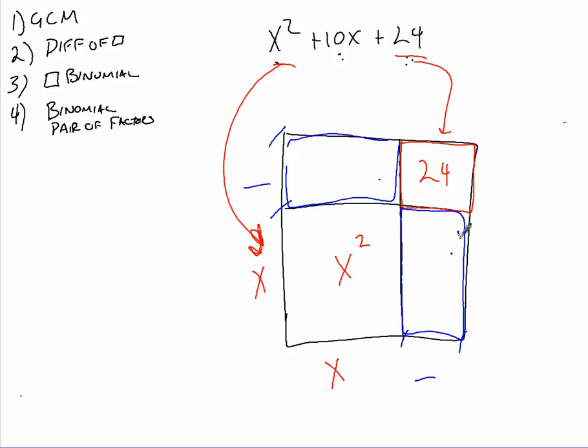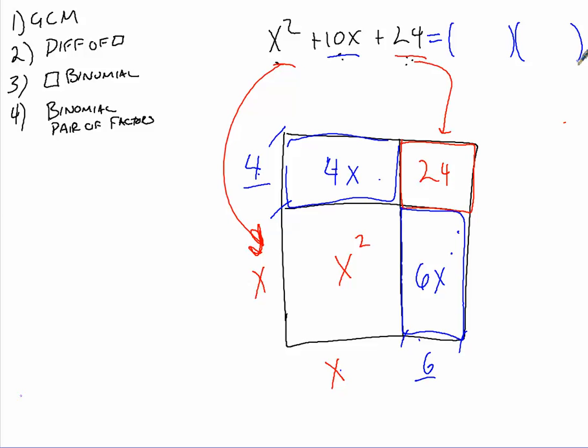Marcos? 6 times 4. So you're going to say this side length is 6. So 6 times x is 6x. Success. So what will this be here? 4x. Not 4x. This will be 4. So x times 4 is 4x. 4x plus 6x is 10x. So therefore, this trinomial will be equal to a binomial pair of factors.